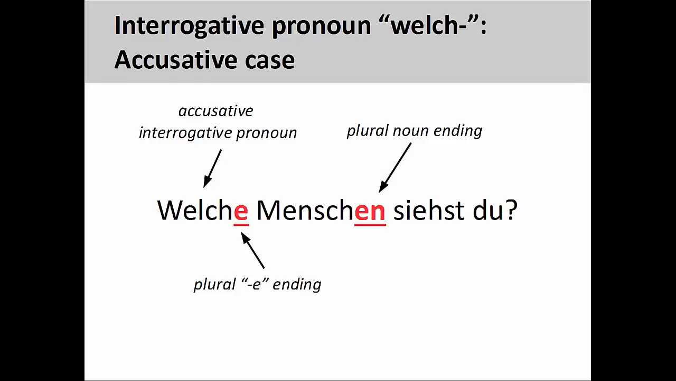We do need to be a bit careful when distinguishing between feminine and plural endings. Although the e ending here could possibly be either feminine nominative or accusative, the noun ending en and the presence of du indicates that welche Menschen must be plural accusative and the direct object of the verb.